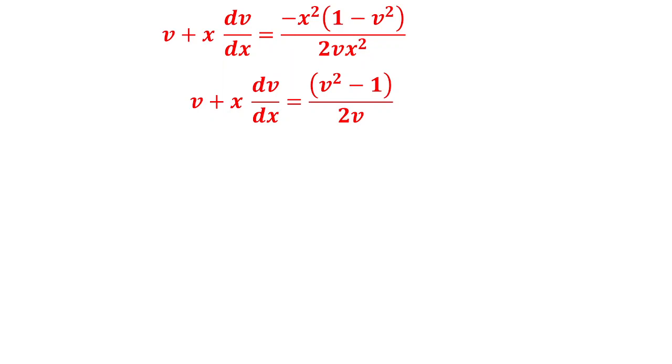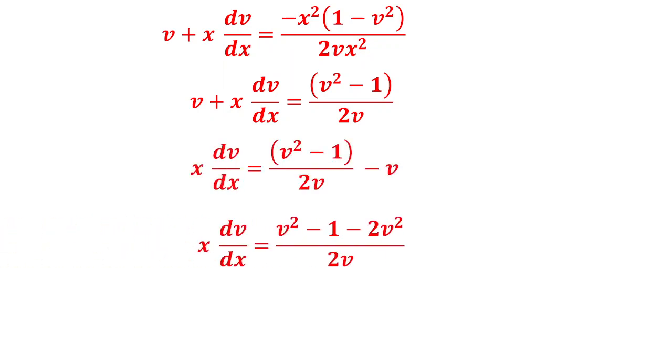Now in homogeneous, what we are doing after the substitution, we are converting the problem into a problem of variable separable. Therefore here I am subtracting v. Therefore by taking LCM as 2v, it is minus 1 minus v square minus 2v square by 2v. Therefore this is the final answer. That is x into dv by dx is equal to minus 1 minus v square upon 2v.